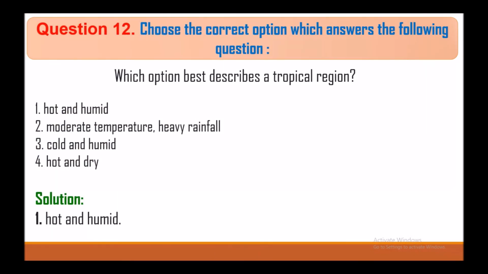Which option best describes a tropical region? Hot and humid, moderate temperature, heavy rainfall, cold and humid, hot and dry. So the answer is hot and humid.